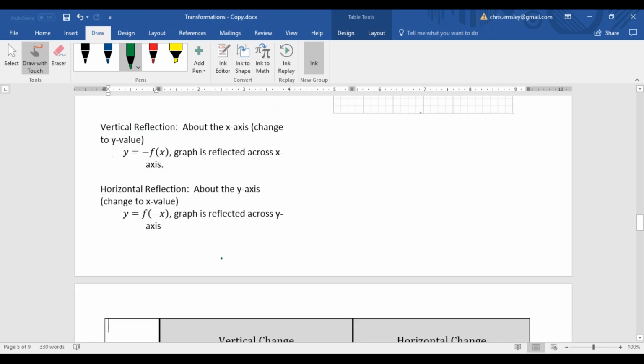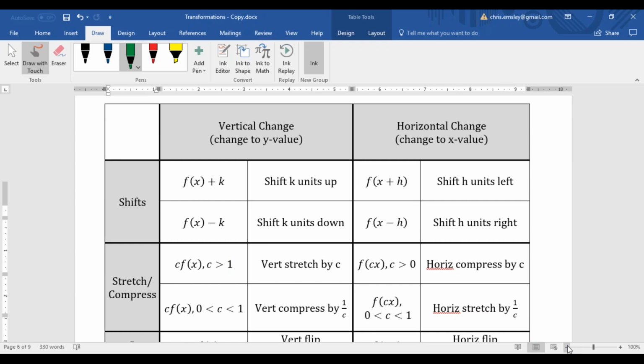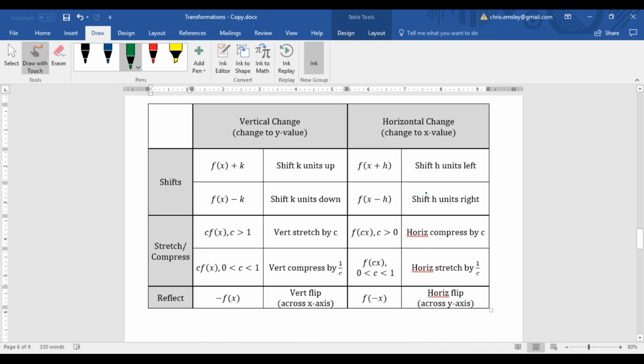So I do have this little summary chart. When I first started teaching this, it was even hard for me to remember all of these. And so I was thinking about a way I could sort of organize it to help me remember it. And the way I found that works best for me personally is to think about all these changes we just talked about as falling into two categories. They can either be a vertical change or a horizontal change. That vertical change means it's going to be changing the y value. Horizontal change means it's going to be changing the x value.